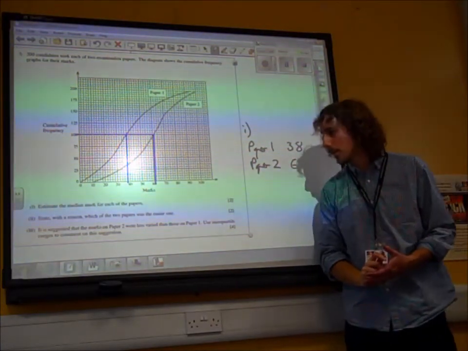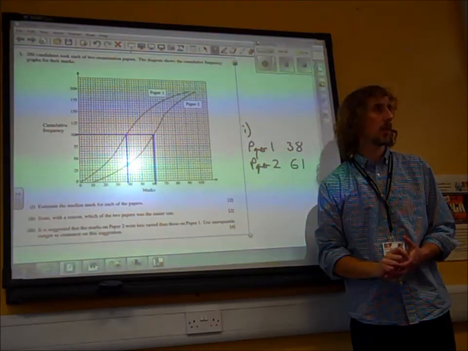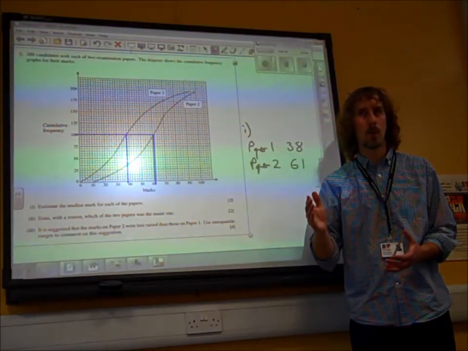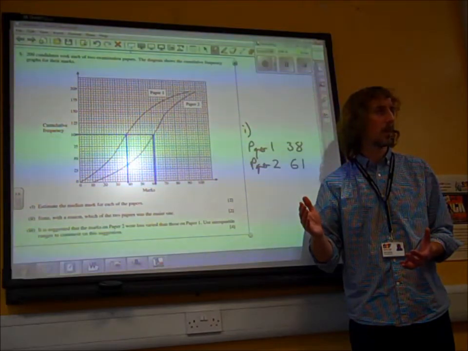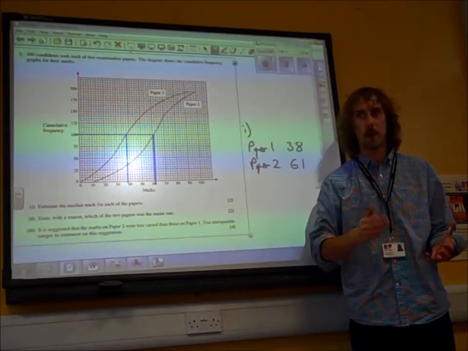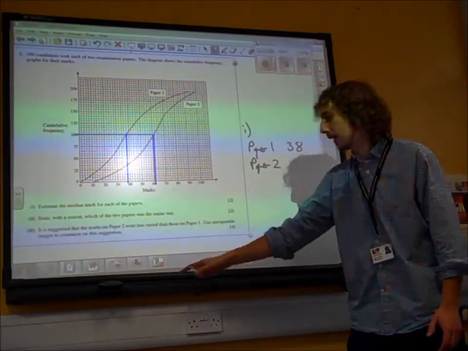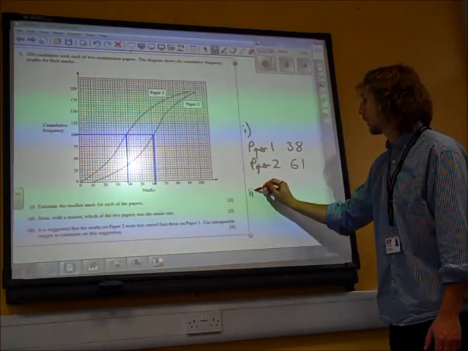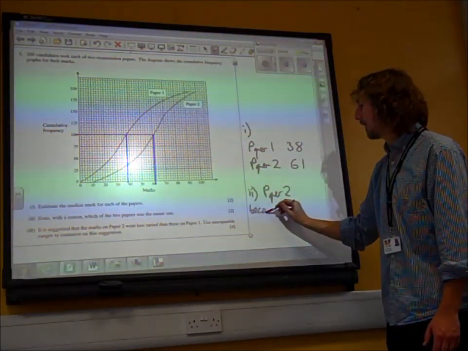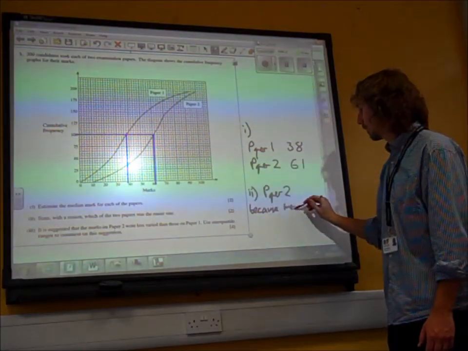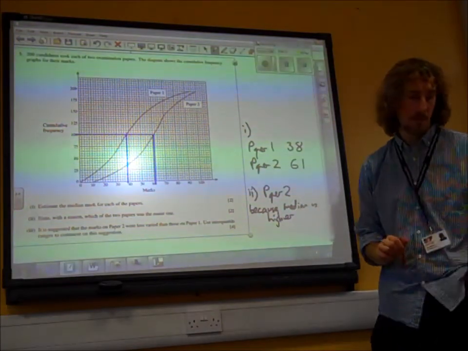State with a reason which of the 2 papers was the easier one. Do students tend to score higher on an easier paper or lower? Higher. They score higher, don't they? So we would expect the one with the higher median to be the easier paper. So the higher median was paper 2, so we're going to say that our answer for part 2 is paper 2 because the median is higher. And that seems like a reasonable answer for that.